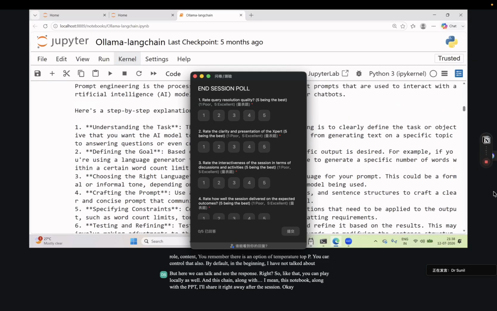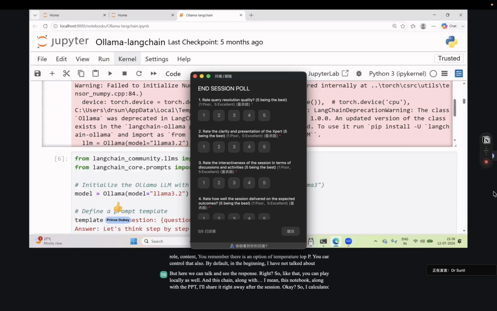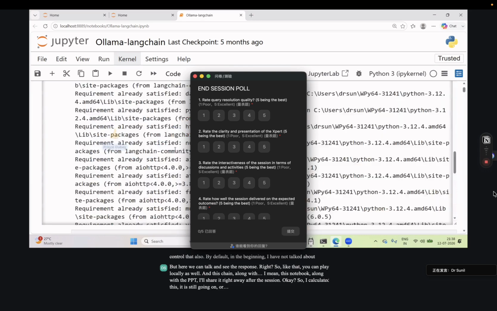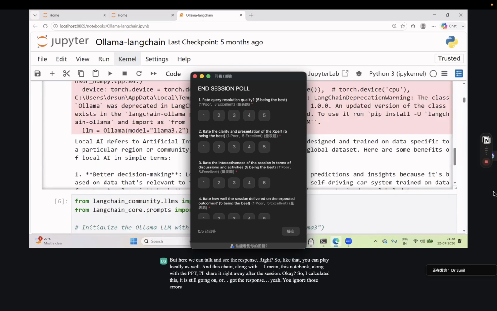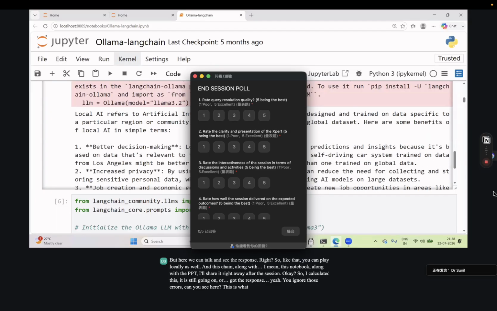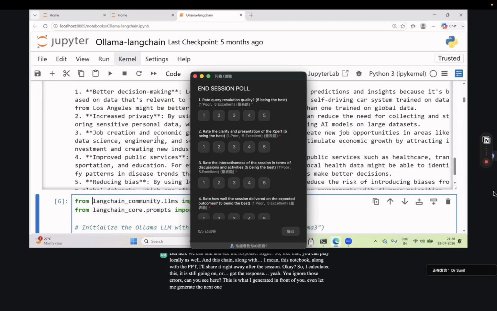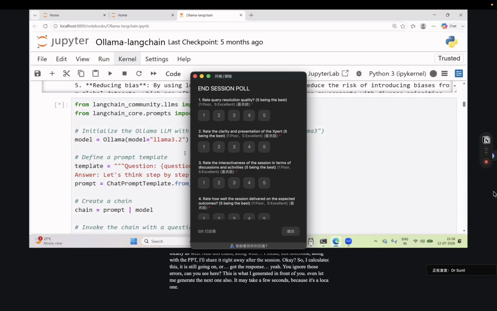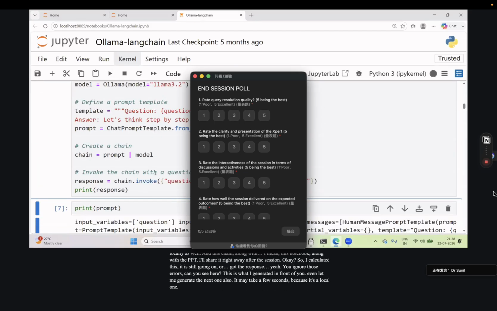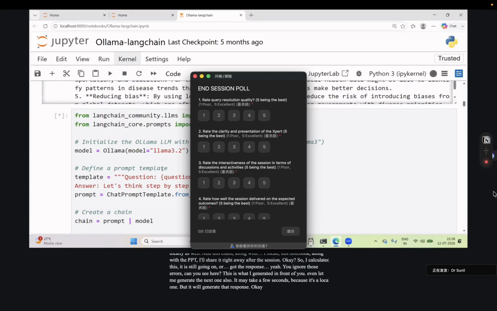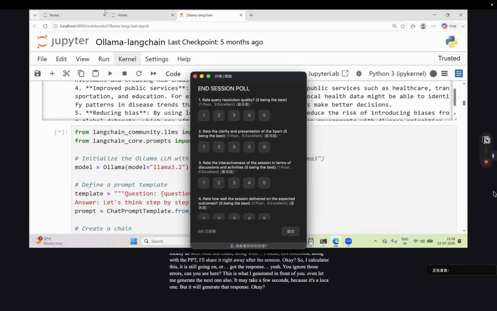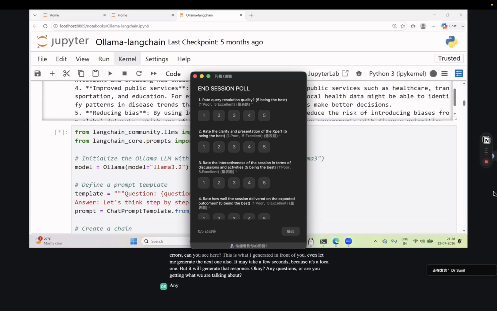Okay. So I calculated this. Is it still going on, or did it get the response? Yeah, you can ignore those errors. Can you see here? This is what I generated in front of you. Let me generate the next one also. It may take a few seconds because it's a local one, but it will generate that response. Any questions, or are you getting what we are talking about? Any possibility of making that I talked about?